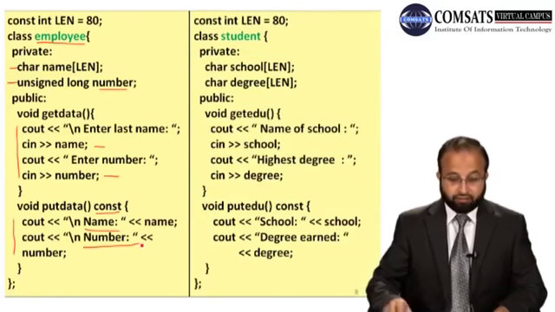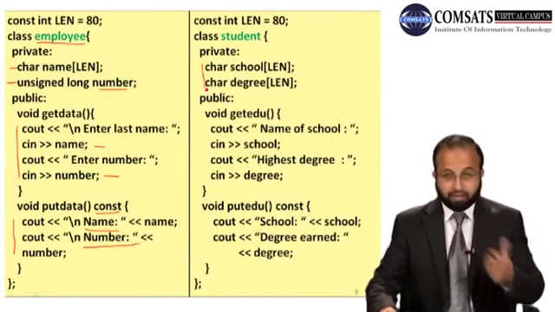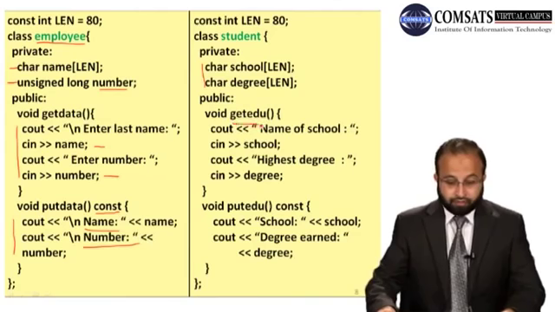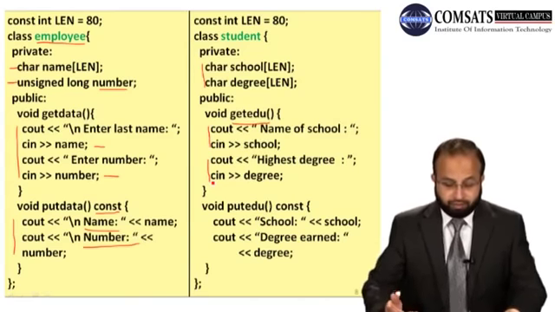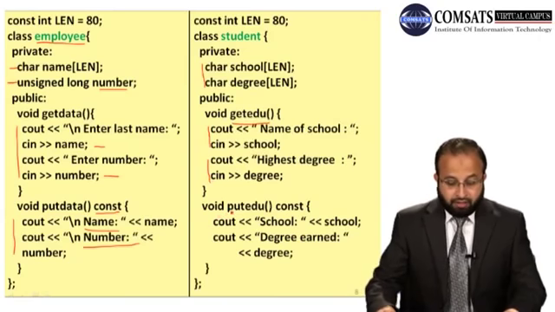The other class we have is a student class. One of the data members is school and the other is degree, right? School means the name of the school. You can see in get edu, get education means that you input the values for the education, that is the school and the highest degree earned, for example BSc, MSc, MS or PhD. And then put education will display the content of the school and the degree. These are the private data members of the student class.